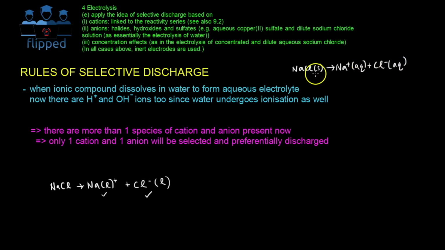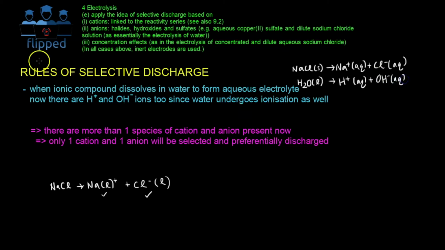Hopefully this makes sense because now I'm dissolving in water and not melting them. Melting will form liquid, dissolving will form aqueous. So this is pretty similar to molten, but now because I have water in it, because it's dissolved in water, this water also undergoes ionization, which means my water, liquid, will also form H+ aqueous plus OH- aqueous.